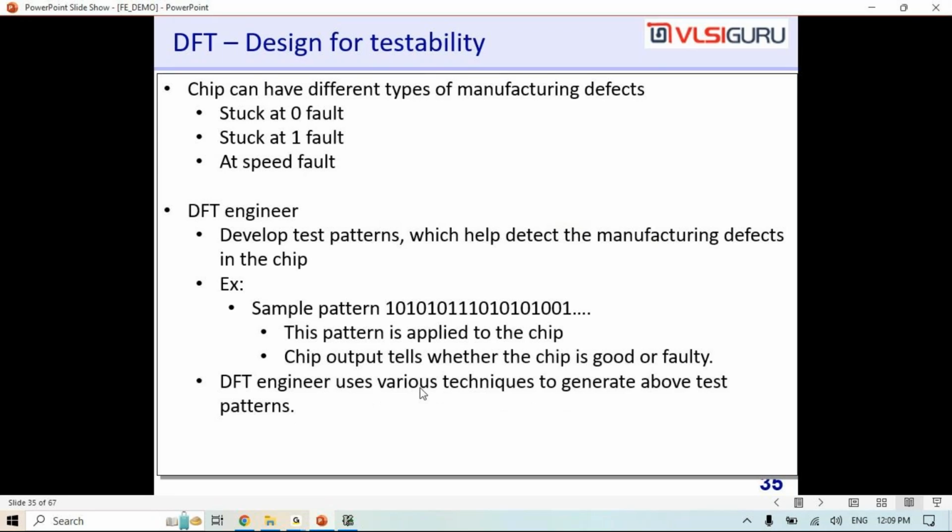A DFT engineer uses various techniques to generate the test pattern. What are the techniques he uses? Scan, ATPG, BIST, JTAG, boundary scan, compression. So multiple techniques.